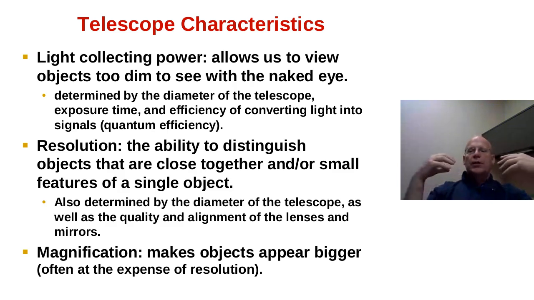We want to be able to distinguish objects. It's not just about collecting a bunch of light. We don't want it to look like a big blob. So the other characteristic is resolution. We want to be able to distinguish objects that are very close together or small features on the moon, for instance. We want to be able to look into the craters of the moon.